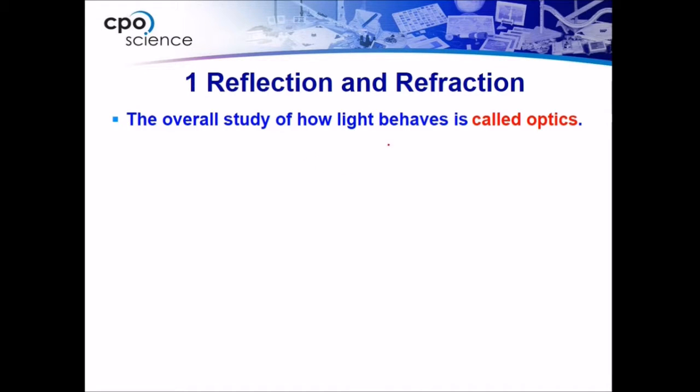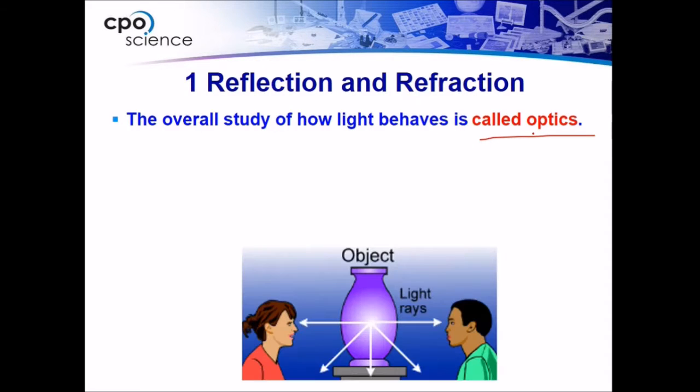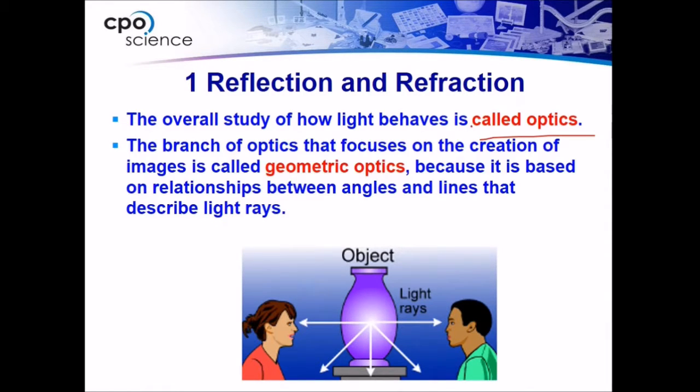The overall study of how light behaves is called optics, and the branch of optics that focuses on the creation of images is called geometric optics. So the overall study of light is optics, and the branch of optics which deals with the creation of images is called geometric optics, because it is based on the relationship between the angles and lines that describe these light rays.